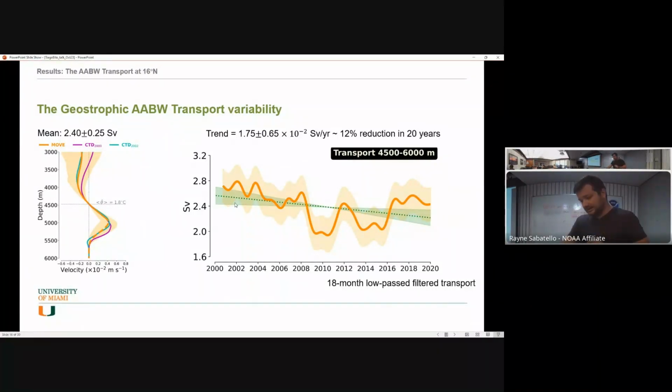In green, that's the linear model. This trend is about 0.02 Sverdrups per year. It's very small. And if you account for the reduction over a period of 20 years since 2000, we have around a 12% reduction relative to the first year of data. All right. So that's the signal that we have. And as we see, there is a weakening of the Antarctic bottom water flow. All right. And why is that?